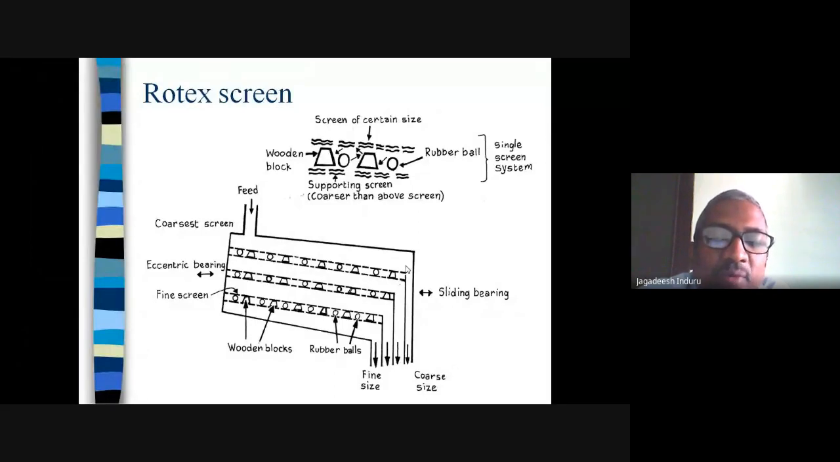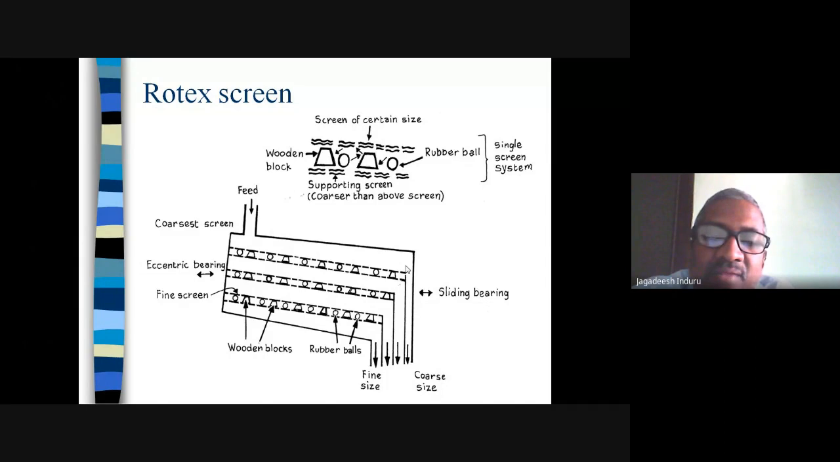In the 4 bins we are going to place and separate them. I hope you understand now. In the previously rotating screen, what is the problem? You are getting only 2 fractions, plus material and minus material. Now we are getting one feed mixture and 4 fractions, 4 arrows, different sizes of the 4 materials.